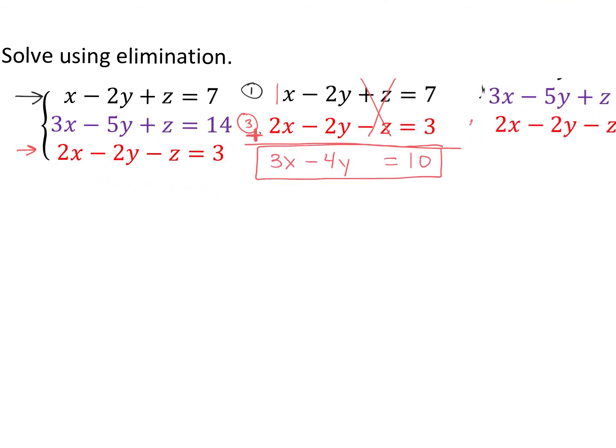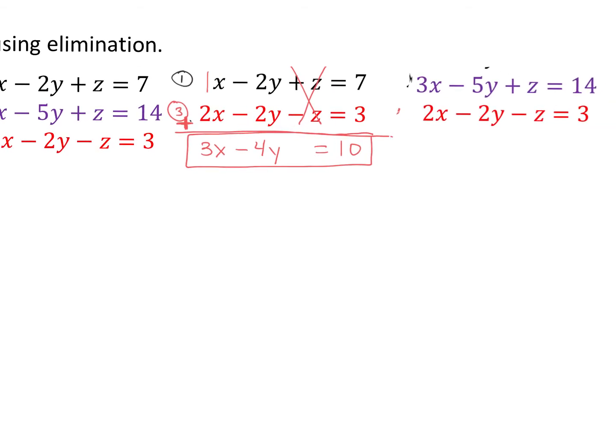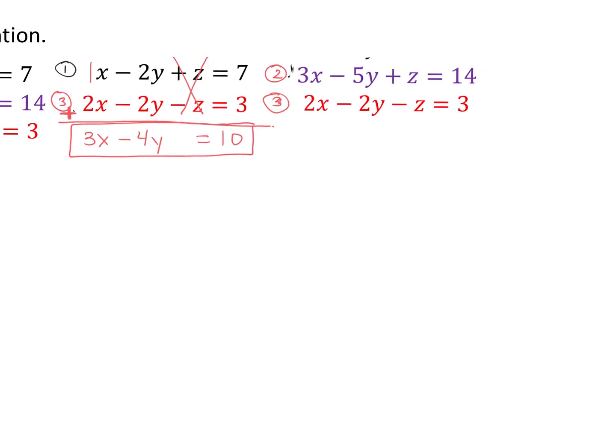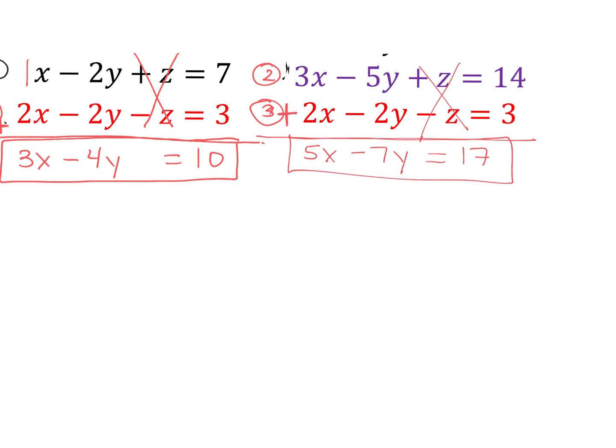Okay, I'm going to put that over here. So this is my second equation and my third equation, and we're going to eliminate my z's. Okay, so add these together. I get 5x. Negative 5y plus a negative 2y is a negative 7y. My z's equals 0. 14 plus 3 is 17. So now we have this equation. Okay. That's the new part.